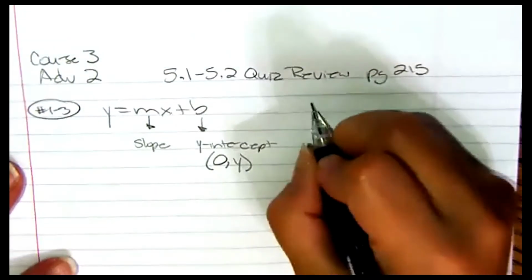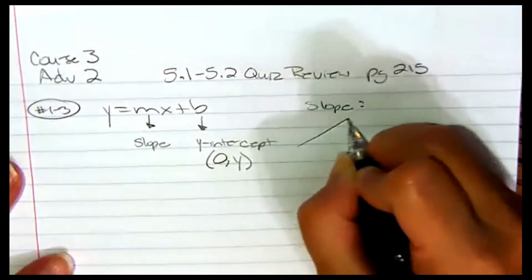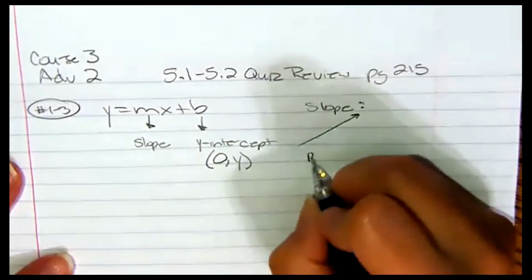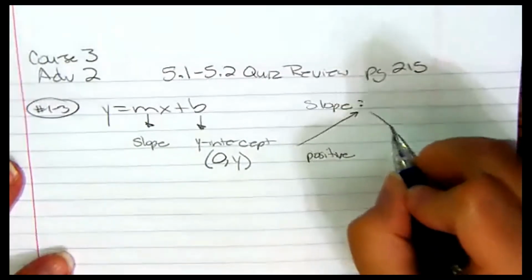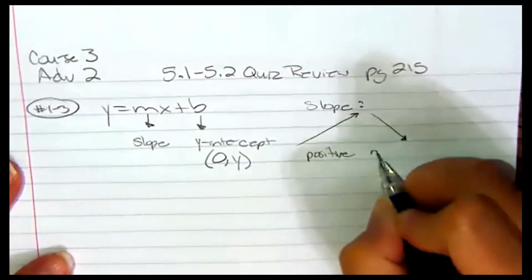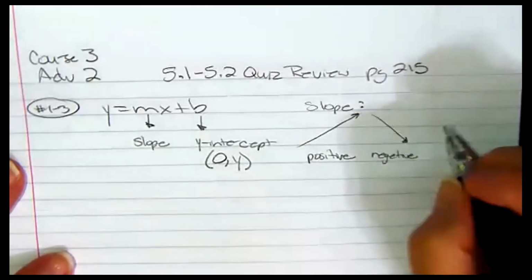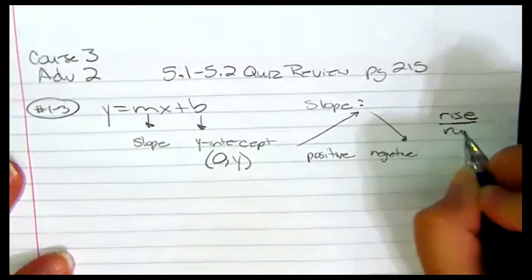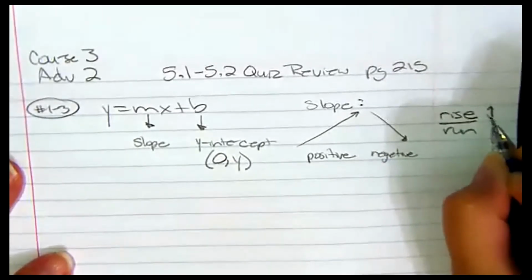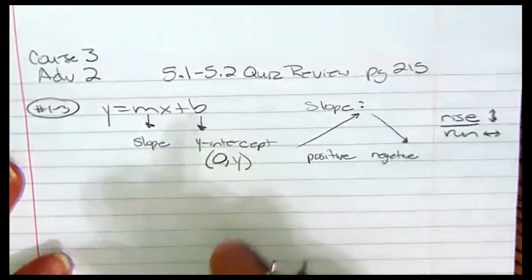Some of the things we also need to remember about slope: if it's going up, it is positive. If it's going down, it's negative. And we also remember that slope is rise over run. So we go up or down, and then we go left or right.